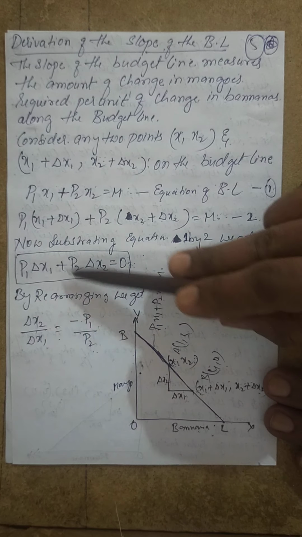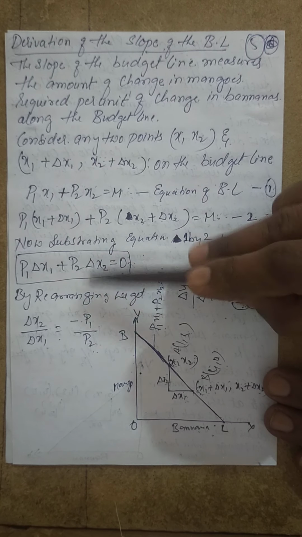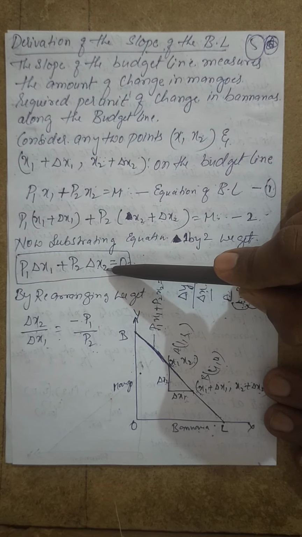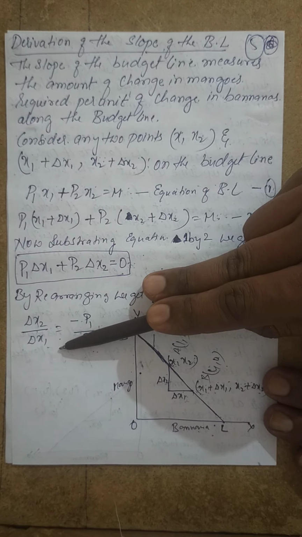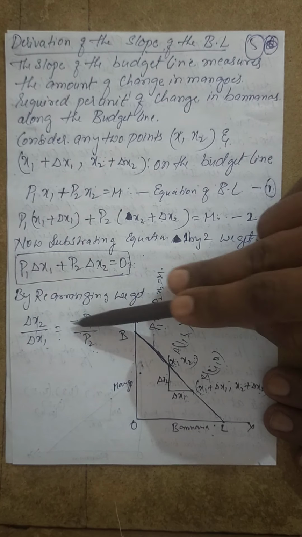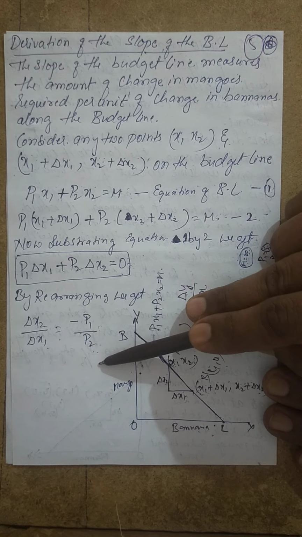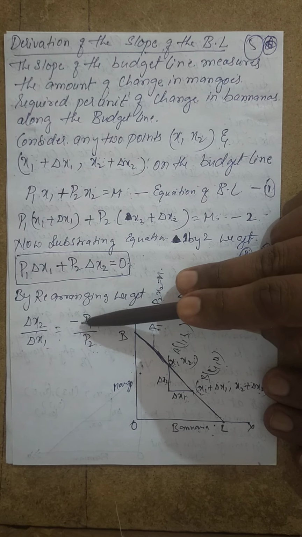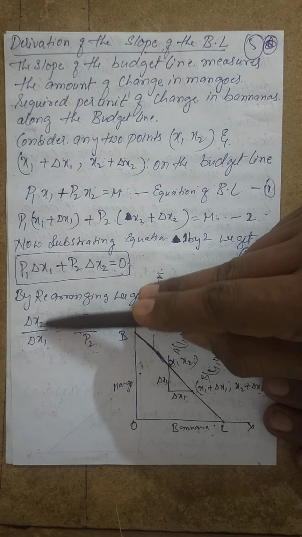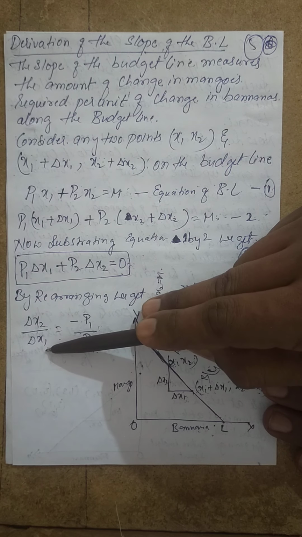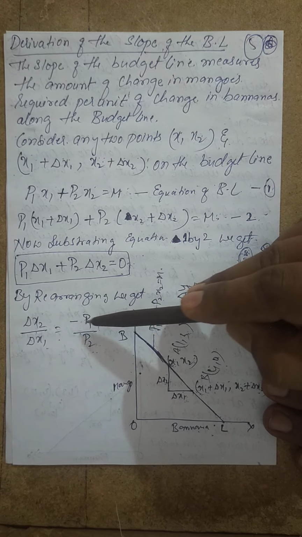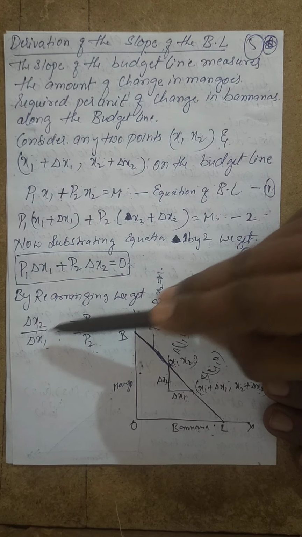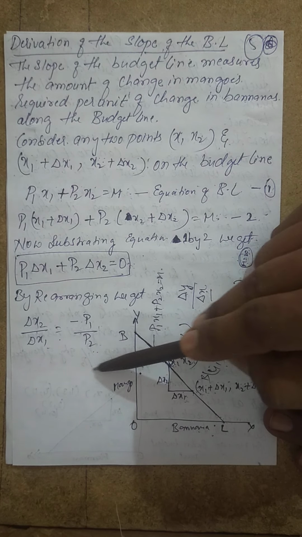So by rearranging this equation, delta x2, the change in the second good with respect to the first good, equals minus p1 divided by p2. Just now I said why the minus comes. Since there is a sacrificing nature with respect to the first good, this becomes negative p1 by p2, since this is the equation of the slope.